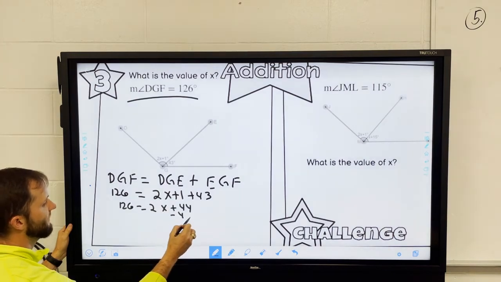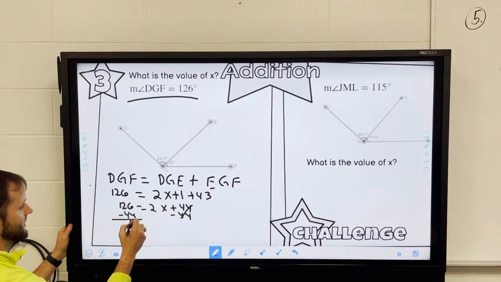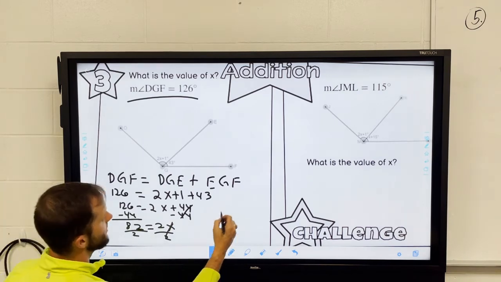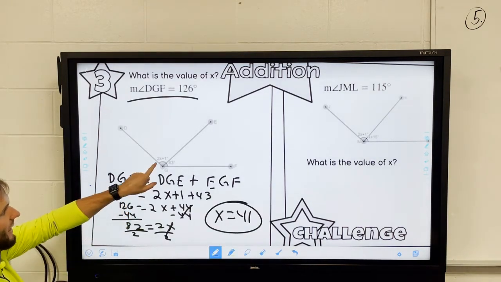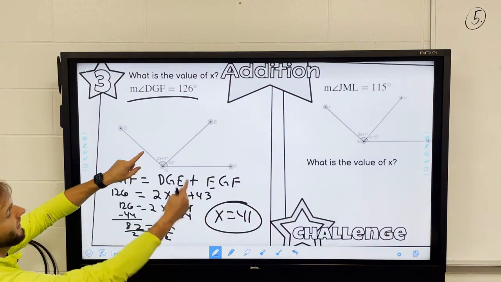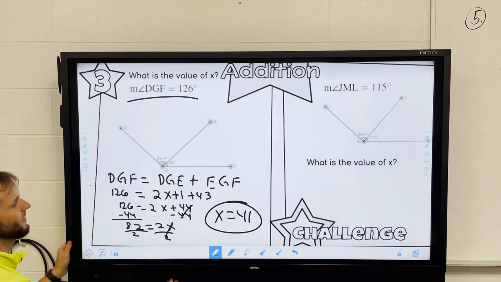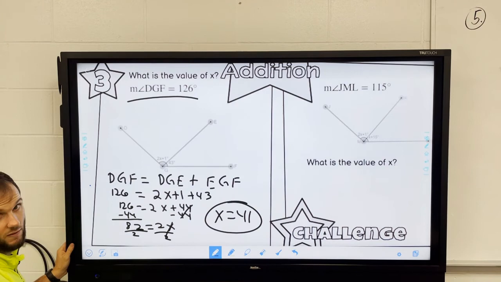I'm going to subtract 44 on both sides, so it's going to cancel. So 6 minus 4 is 2, 12 minus 4 is going to end up giving me 8, and then I'm going to divide by 2 on both sides. So 82 divided by 2 is going to end up giving me 41. So in order for me to be able to find x here, I would plug in 41, then those two angles are going to add up to 126. So right there, ladies and gentlemen, the angle addition postulate gave me the value of x by plugging that in, okay?